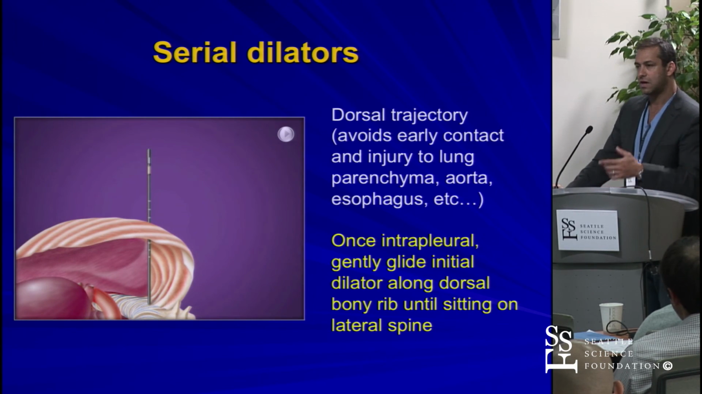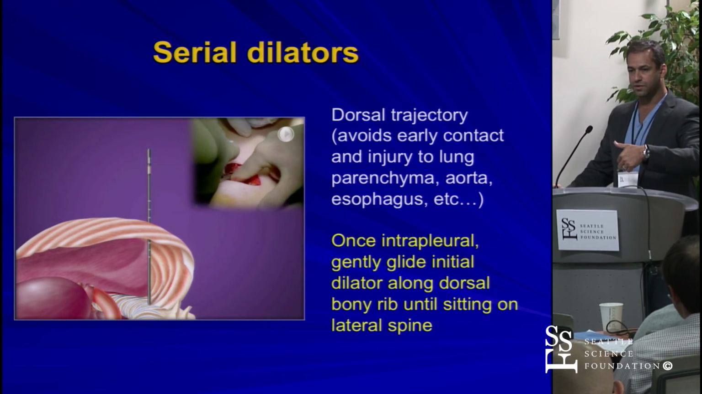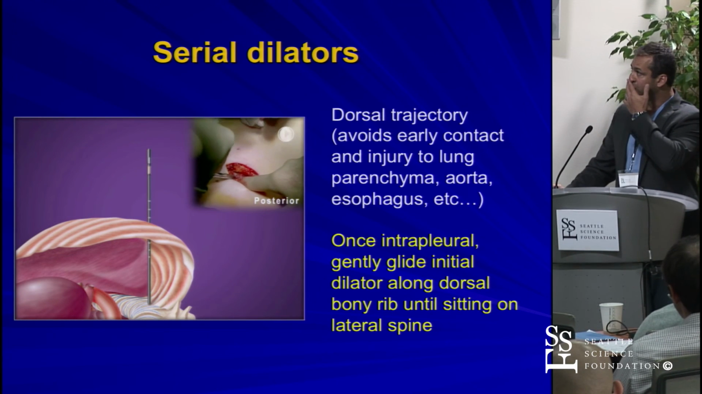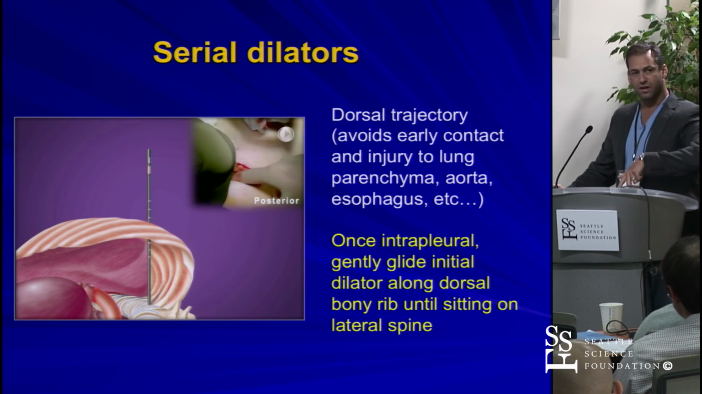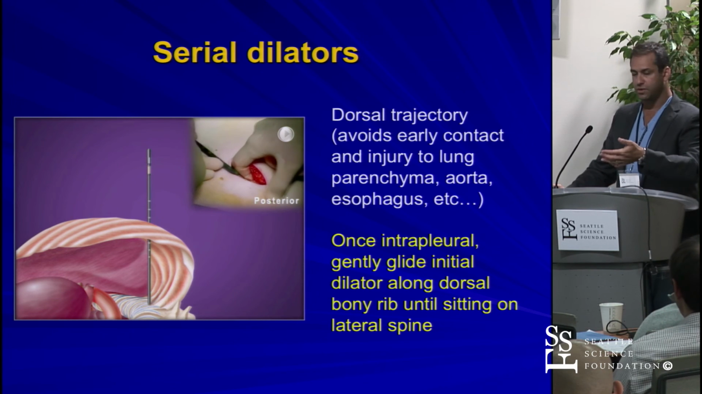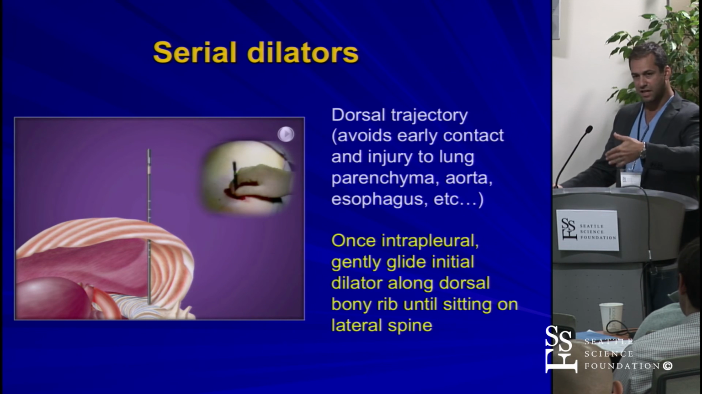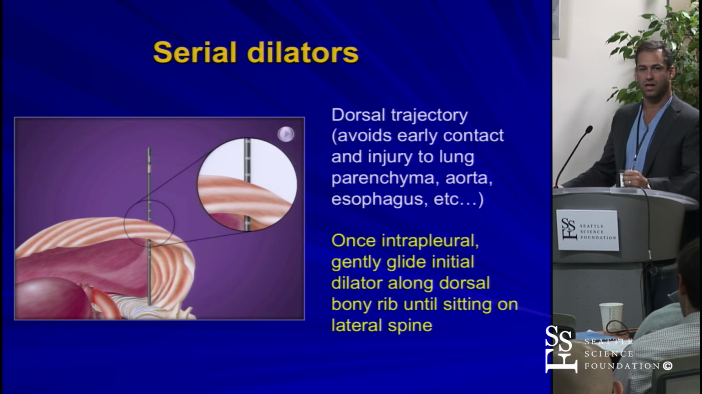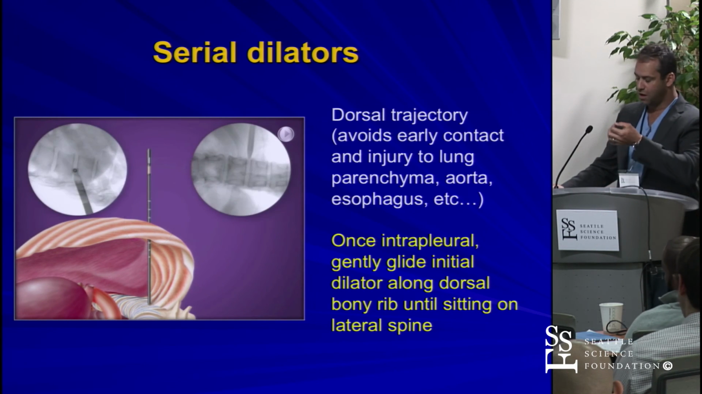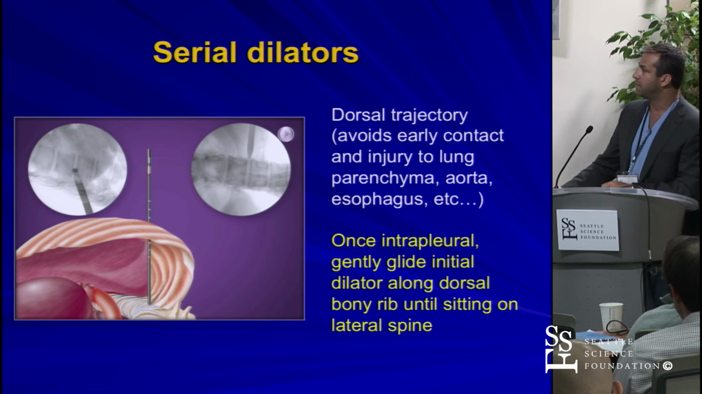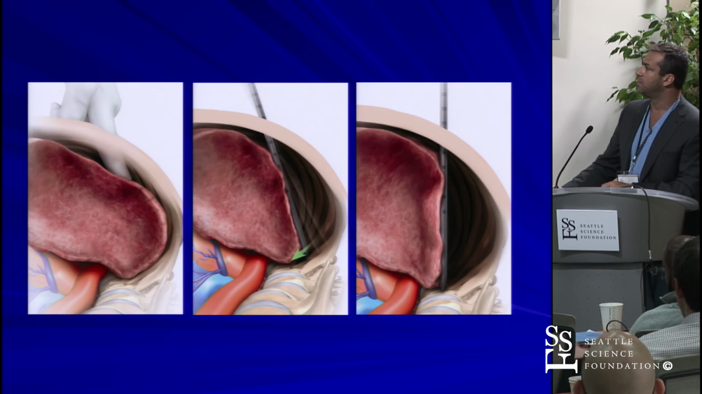So basically, I'll drop my finger in once I've entered the pleural space or the pleural cavity, and I'll follow my finger along that rib, and then I'll do the same with the dilator sitting directly on my finger, staying back. The last thing you want to do is poke into the lung, right, or into any other vital structure. So I'll feel my way all the way along until I'm on the spine, at which point I'll take my imaging and confirm that I'm sitting there laterally, at the midpoint or so.